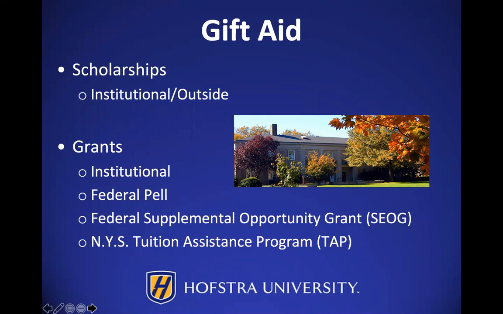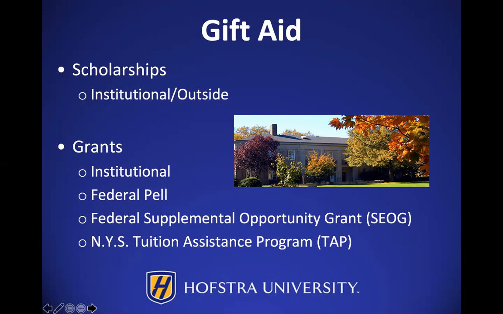Then we have grants, which are also gift aid. These can also be offered through the institution. And then there are two federal grants you could be eligible for. These federal grants go by filing your FAFSA and the eligibility that comes out of that. There is something called the Federal Pell Grant and the Federal Supplemental Educational Opportunity Grant, also known as SEOG. Again, those go by filing your FAFSA.